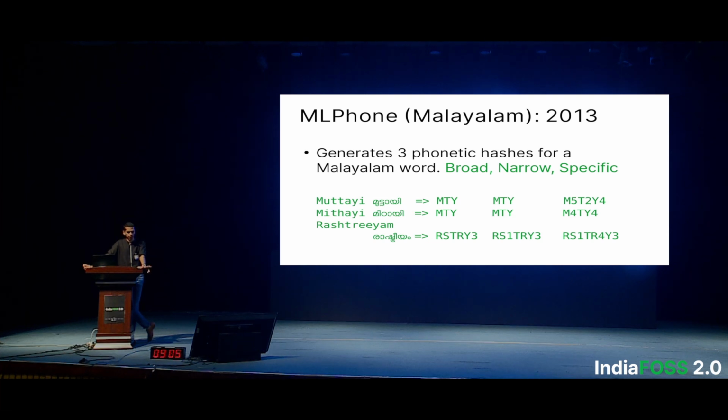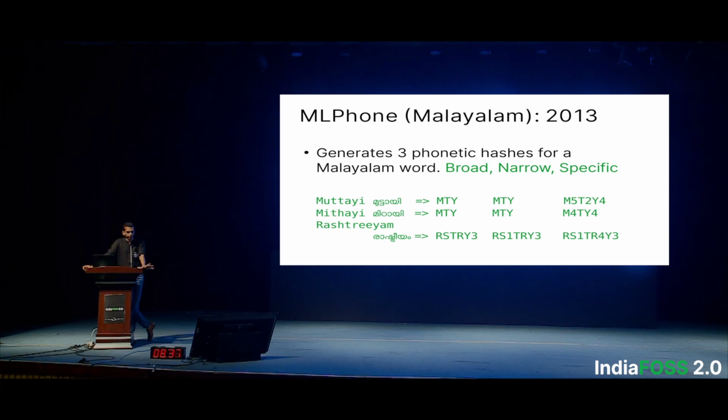Those words muttai and mittai both mean candy in Malayalam. One is like a textbook spelling, the other one is a colloquial spelling. And you wouldn't know which word somebody's about to look up. They may look up the colloquial spelling or they may look up the textbook spelling. But they kind of sound the same. And there are 3 hashes, MTY, MTY, and the other hash. So the algorithm generates 3 hashes.